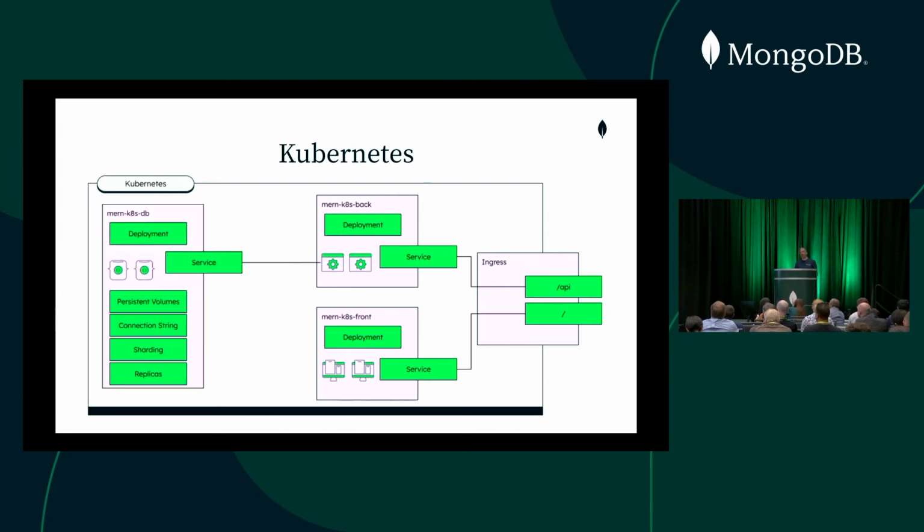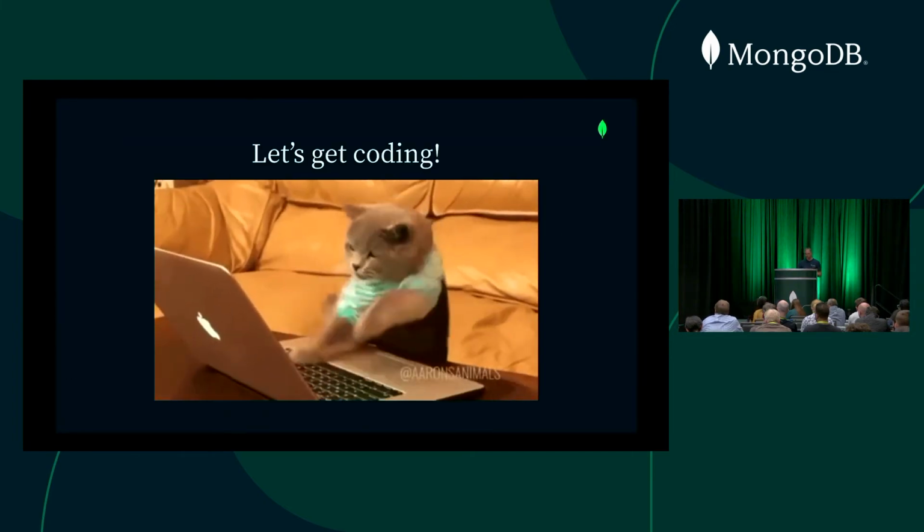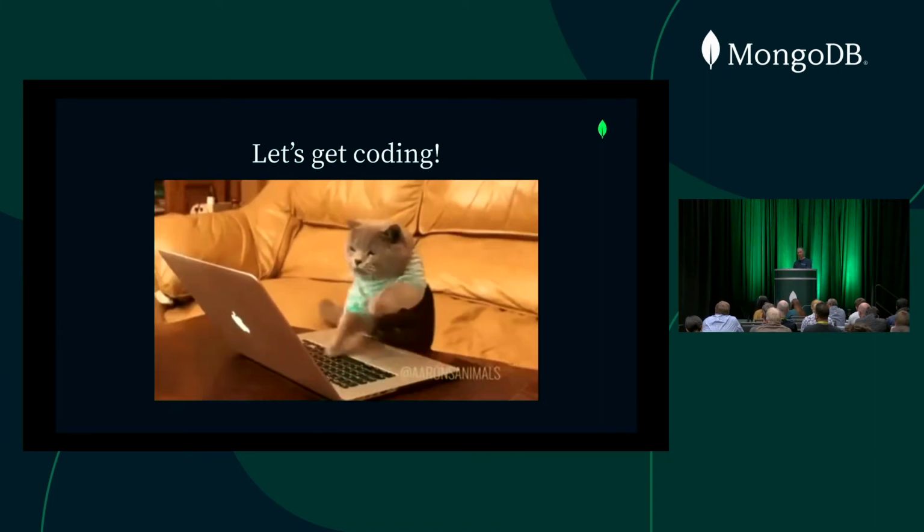And then you've got your database. As I said, managing a database with containers is very complex because you need to persist that data. So you need a deployment to specify how many pods you want running that Mongo database. You'll need a service to expose that database. You'll need some persistent volumes. You'll need your connection string. You need to implement sharding and replicas. There's a lot of things that you need to do, but let's not worry too much about it for today. For now, let's start with our backend and front-end services.